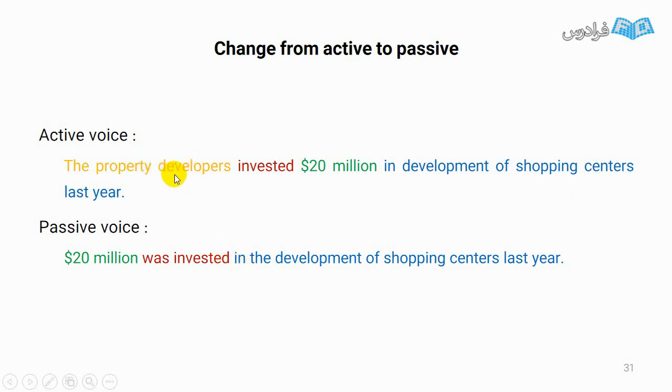What should we do to make an active voice the passive one? Replace the subject with the object. Put it here, write the verb, and if it is worth mentioning, put it here after the verb. Because it wasn't really important, I don't mention it here. But what happened to the verb? We need a form of be, depending on the tense, and the third part of the verb, past participle, was invested.